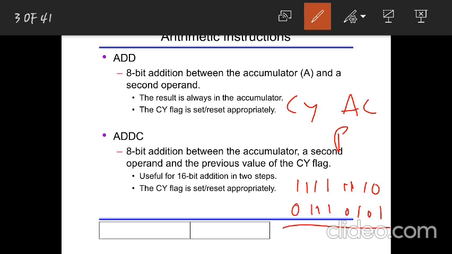When you add this, 0 plus 1 you will get 1, 1 plus 0 is 1, 1 plus 1 is 0, carry 1, 1 plus 1 is 0, 0 plus 0 is 0. So with carry 1, here you will get a carry. See, from here you are getting a carry to here. So now here you will get 1 plus 1, you will get 0 with carry 1.